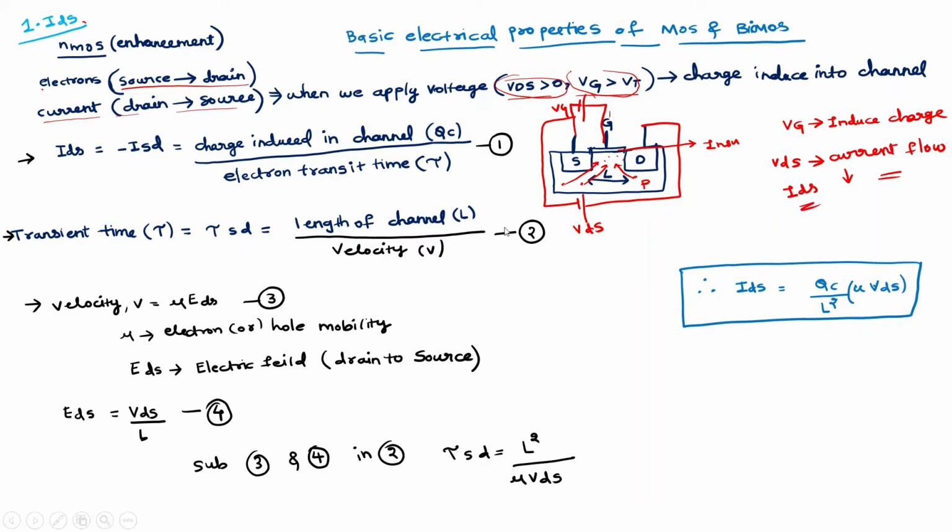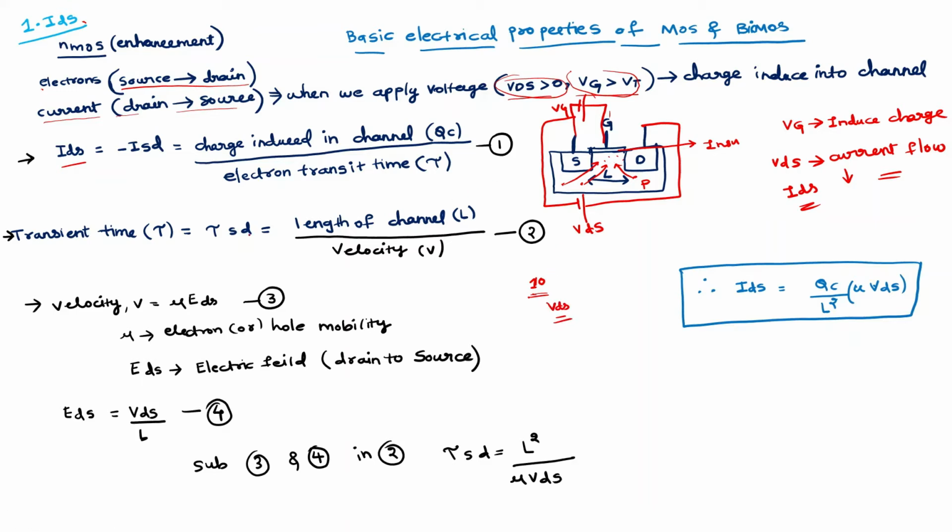First we will try to identify IDS from the basics. We know that Q equals I times t, right? Here IDS equals the charge induced in the channel divided by the electron transit time. For example, let's assume, not for real purpose, that there are 10 electrons accumulated, and accumulation doesn't mean the current is flowing, right? It has to move. With the help of what are they moving? With the help of VDS they are moving.